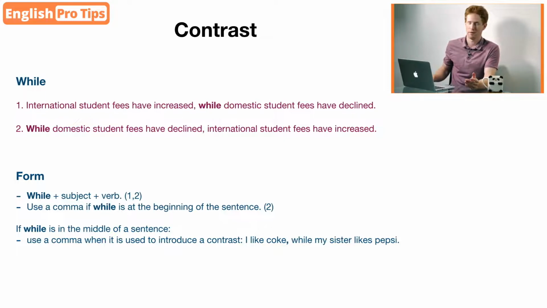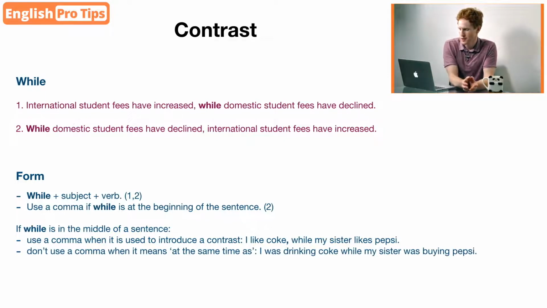However, we don't use a comma when while means at the same time as. So for example, I was drinking Coke while my sister was buying Pepsi. Now, in our example, in sentence number 1, it's not clear whether while means nevertheless or however or at the same time as. So when it's not clear, it's better to put the comma in.